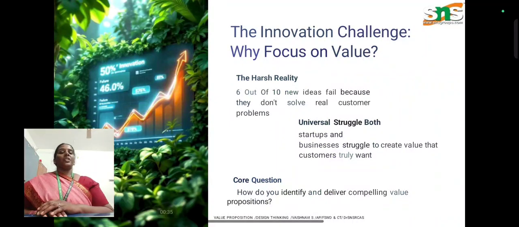So the innovation challenge, the focus on value, the harsh reality, where 6 out of 10 ideas fail because they don't solve real customer problems. A universal struggle: both startups and businesses struggle to create value that customers truly want. And also, we have a question: how do you identify and deliver a compelling value proposition?